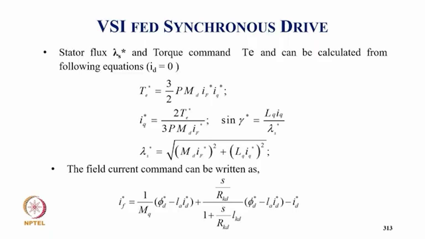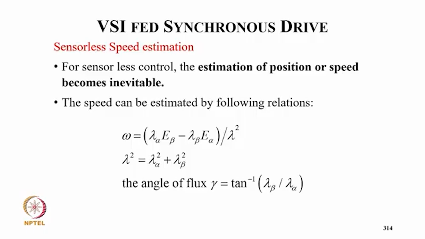So the field current command can be written as IF star equal to 1 upon M Q in bracket phi D star minus LA ID plus S upon RKD upon 1 plus S RKD LKD bracket of phi D star minus LA ID star minus ID star. So for sensorless, the estimation of position or speed becomes inevitable.